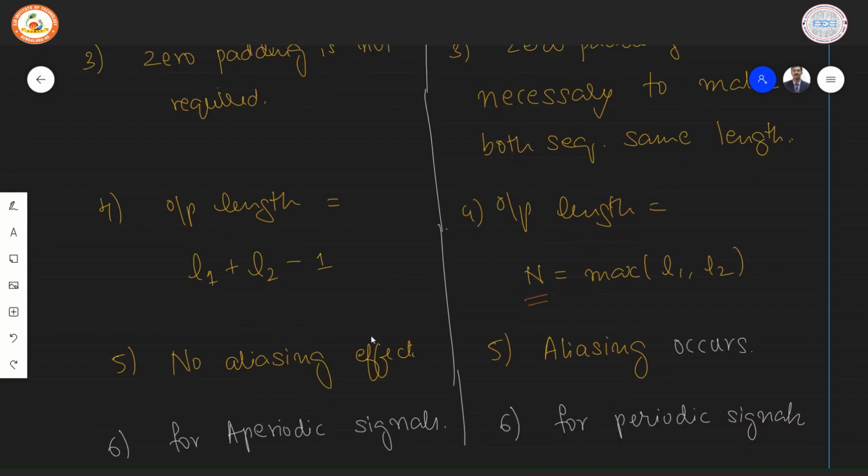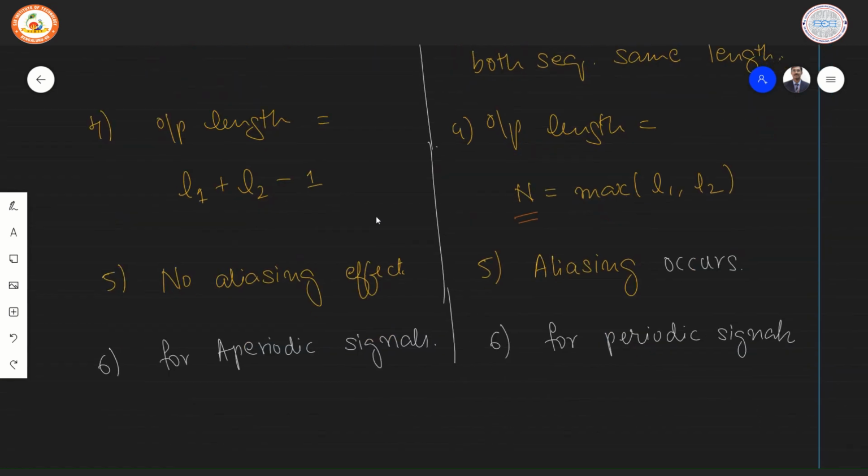There is no aliasing effect in linear convolution, whereas circular convolution exhibits aliasing. Linear convolution is applicable for a periodic sequence, whereas circular convolution is for periodic signals. So these are some differences which will help us understand the topic in a better way.